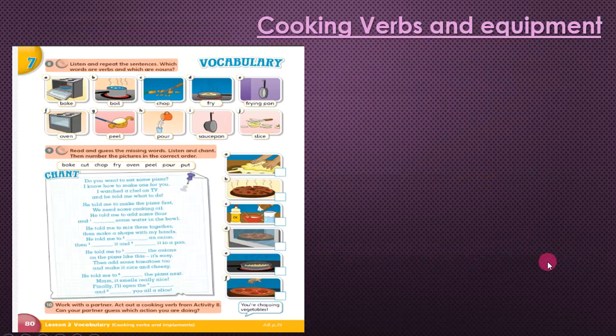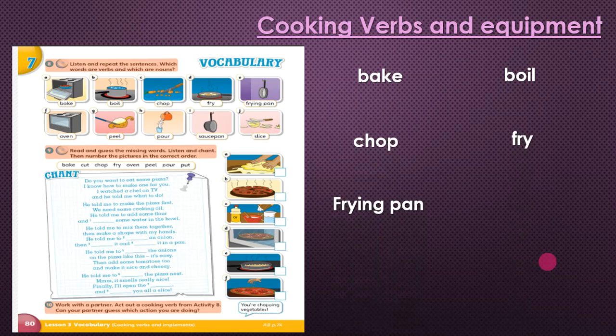I would eat kebsa. Next, we took vocabulary number 2 lesson, which was the cooking verbs and equipment. Examples of cooking verbs we took: bake, boil, chop, fry, frying pan, peel, pour, saucepan, and slice.